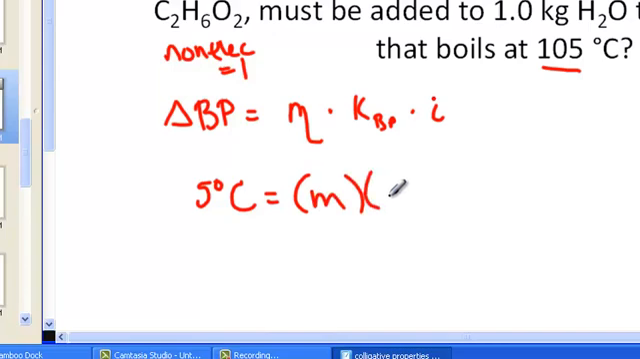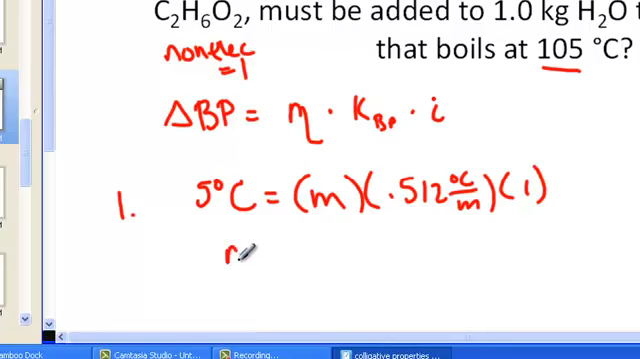The molality times 0.512, the constant for water, times the Van't Hoff factor of 1, the non-electrolyte. Step 1, solve for molality. The change in the boiling point was 5 degrees, divided by 0.512, the boiling point constant for water. 5 divided by 0.512 shows the molality of 9.77 molal units.